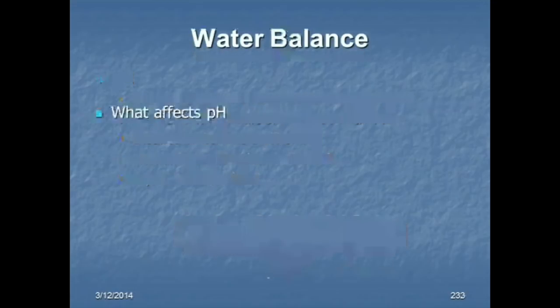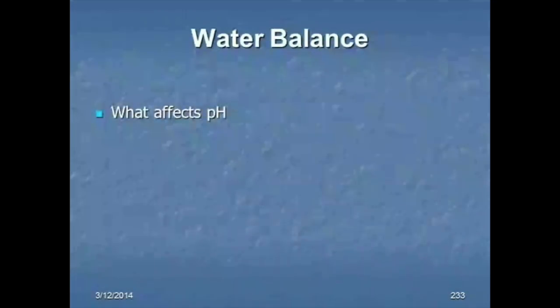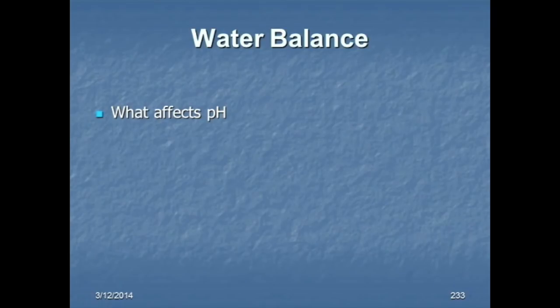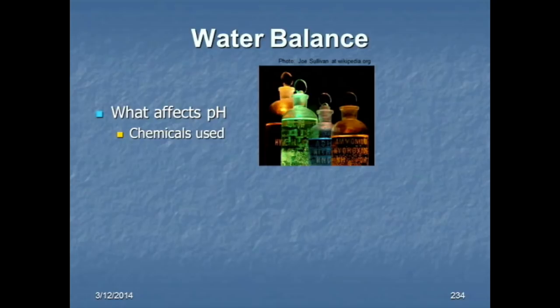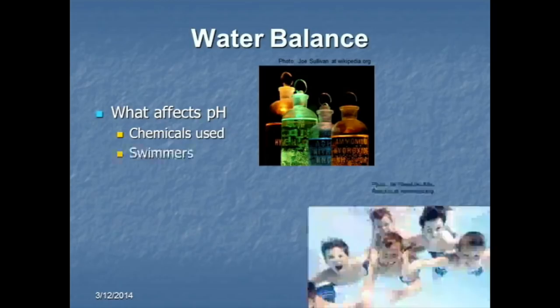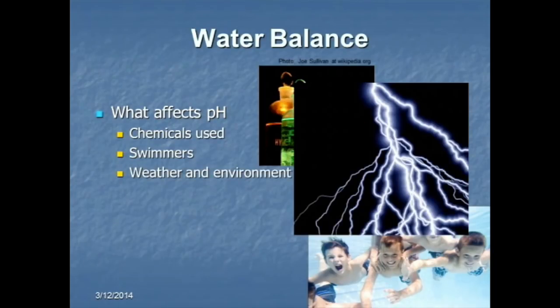So what affects the pH? What is going to have an impact on the pH in our swimming pool water? The types of chemicals that are used on a daily basis at our swimming pools are going to have an impact on the pH of that water. The swimmers, I already mentioned the pH of your skin is between 4.5 and 6.0. So the swimmers using your swimming pool are going to influence the pH of the pool water. The weather, the environment that your swimming pool is exposed to.